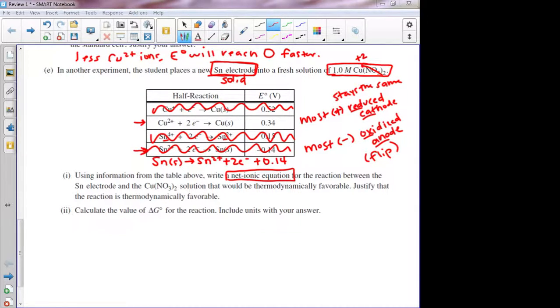So, my electrons cancel. So now my net ionic equation, and we'll do that down here, is going to be Cu2 positive plus Sn goes to Sn2 positive plus Cu solid. Does everybody see that? Yes? And I just got myself a point.